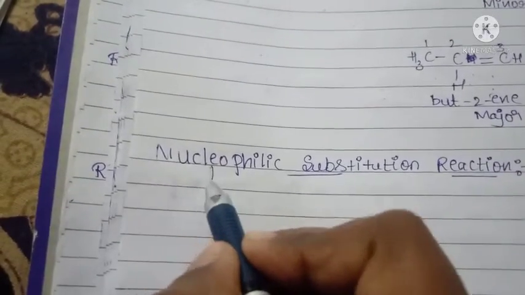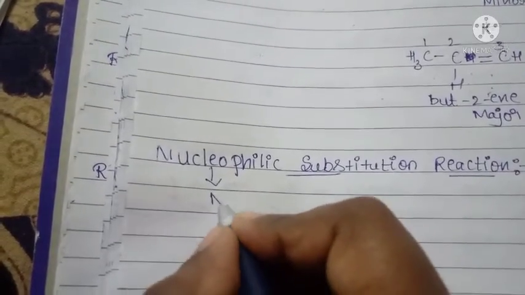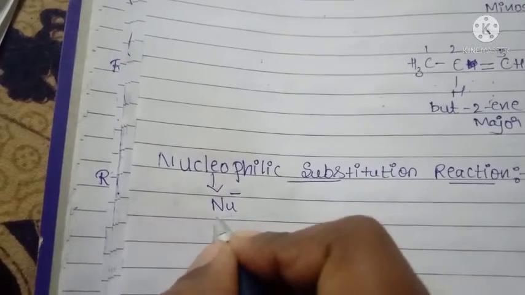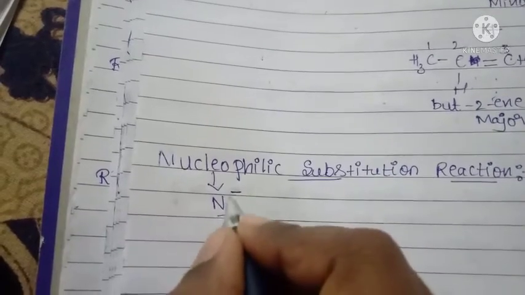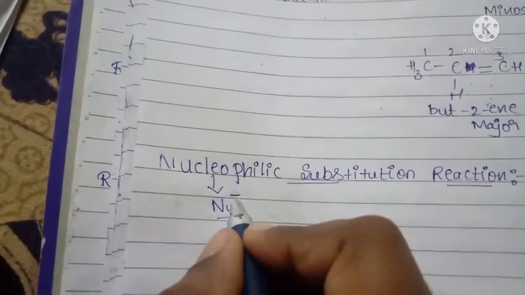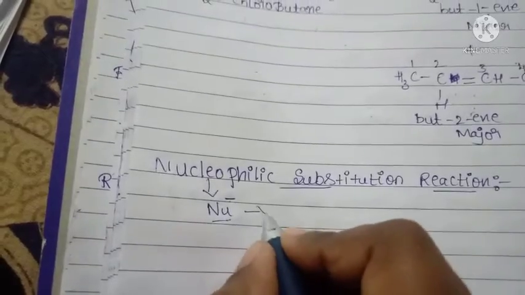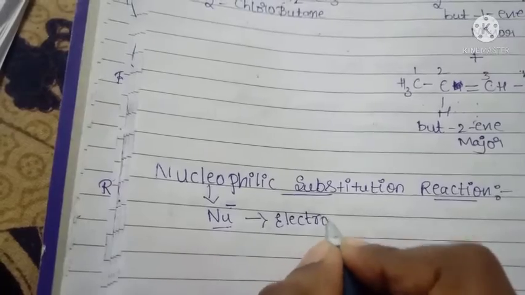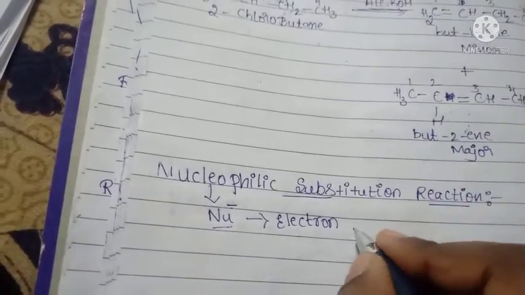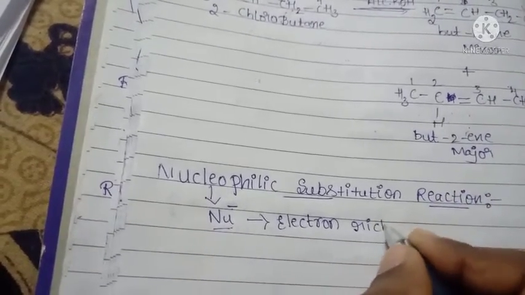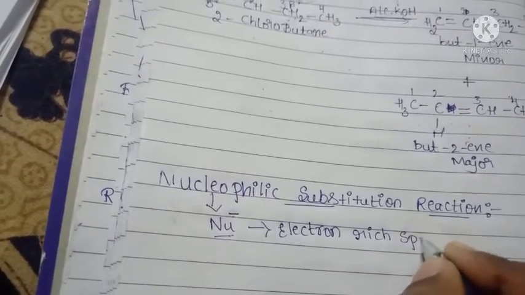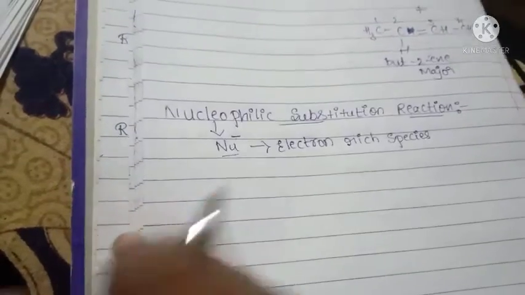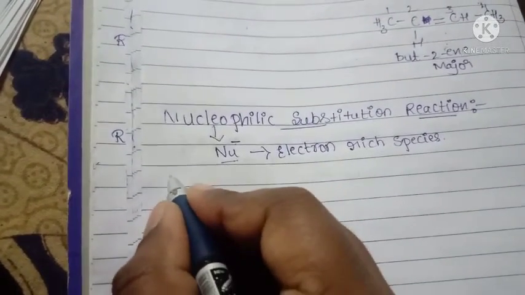Here nucleophile means what? It carries a negative charge. Generally I am writing the nucleophile as Nu. It is negatively charged and it is an electron rich species. Why does it carry a negative charge? Because it is an electron rich species. Here we know that it is a nucleophilic substitution reaction.